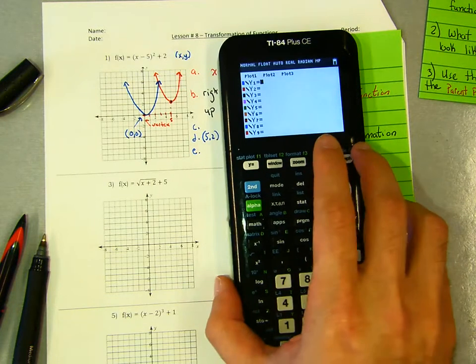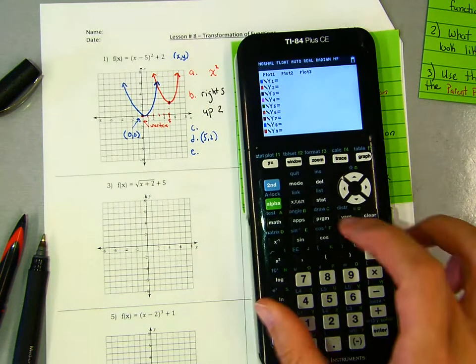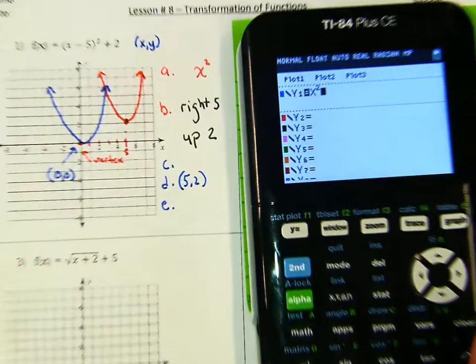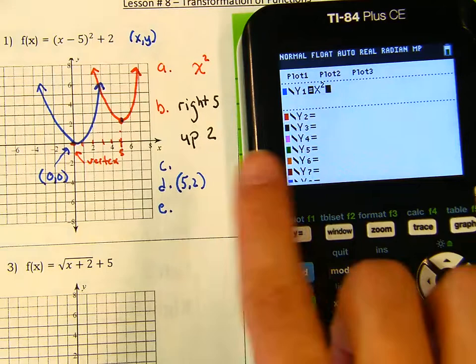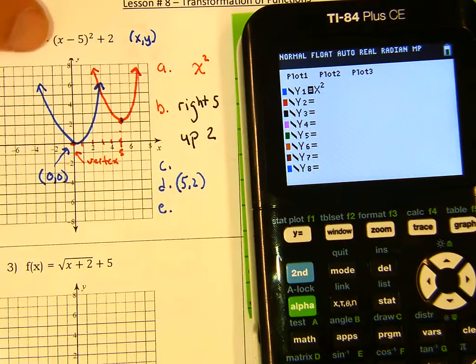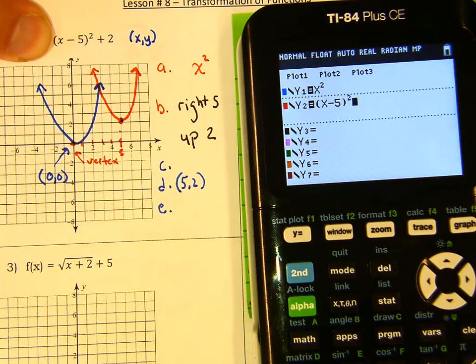Y equals, what's the original function? Let's say x squared, right? Okay, so I put in the original function. x squared is the original. And can you type this in, right? You just show this part over here, not the f of x. Here, it would be parentheses, x minus 5 squared plus 2.